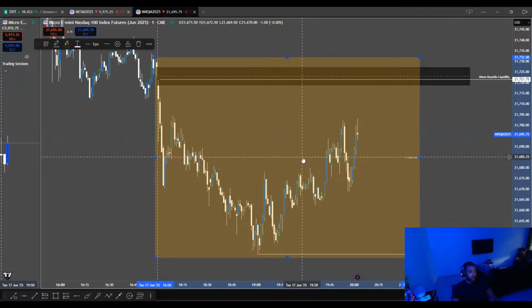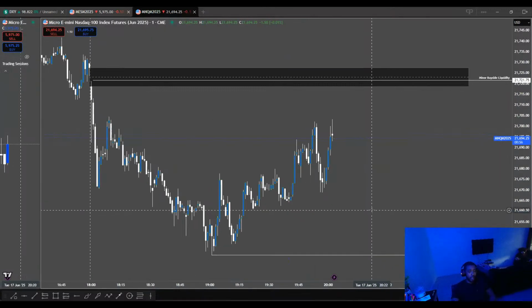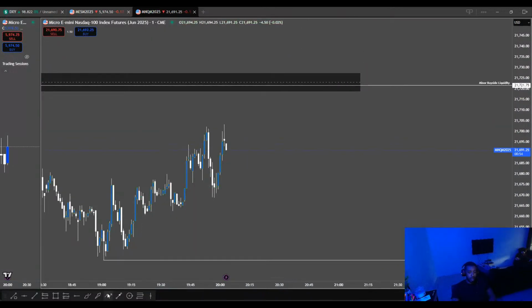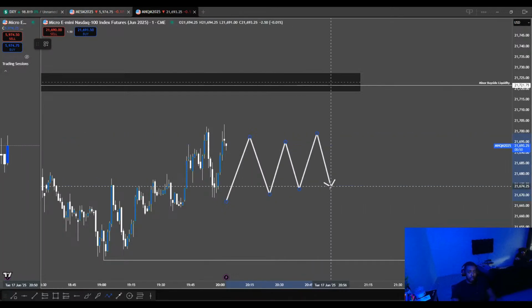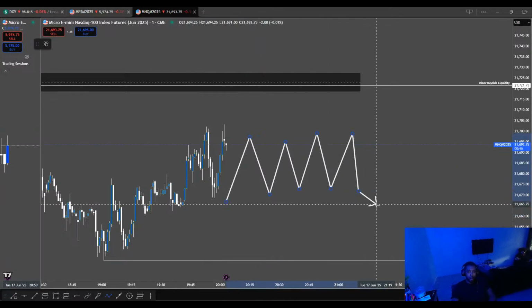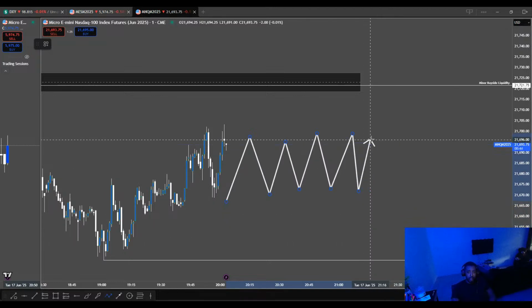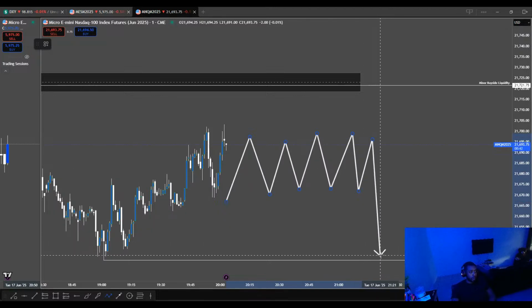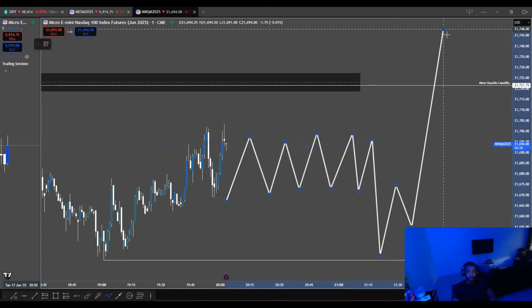That's the four reasons why price moves, and it moves in three ways. It accumulates. This is important too. You don't want to trade in accumulation. Accumulation is basically consolidating. Then you get the manipulation lower, and then you get the distribution.